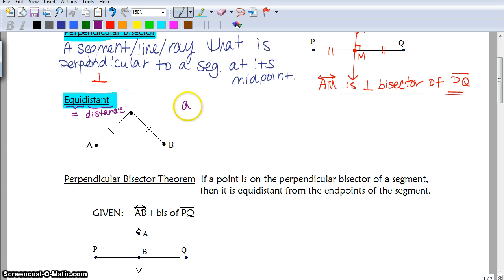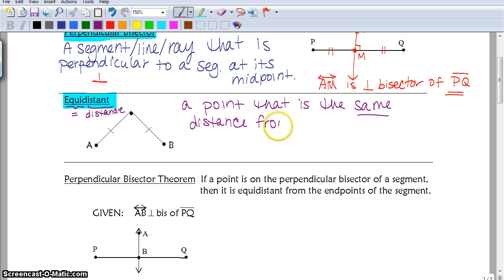So equidistant: a point that is the same distance from two points. So I want you to just think for a second, looking at this picture, although we are missing a letter here, let's just call this Q. Looking at these, which point is equidistant and what is it equidistant from? If you were just going to look at that for a second, what would you say?